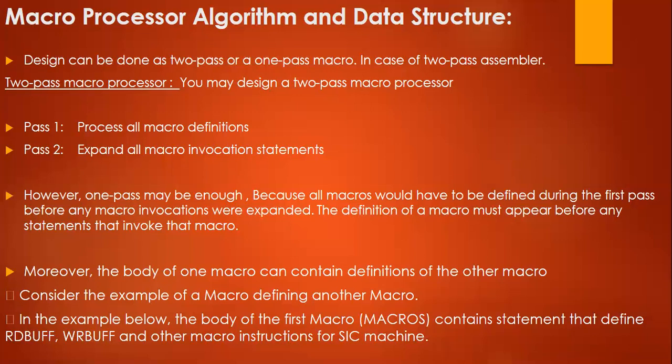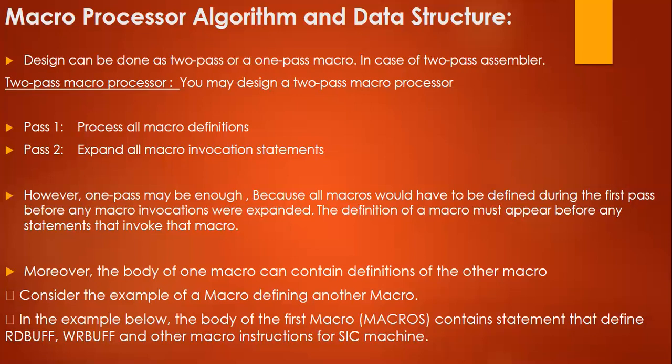However, one pass may be enough because all macros would have to be defined during the first pass before any macro invocation is expanded. Actually, pass one is enough for this, because it is defined in the beginning itself. Later we go for the invocation. Wherever the pass one assembler finds a macro definition, all the parameters and the body of the macro will be known to it. So in the future, wherever it encounters that macro call, it can easily replace it with the macro body.